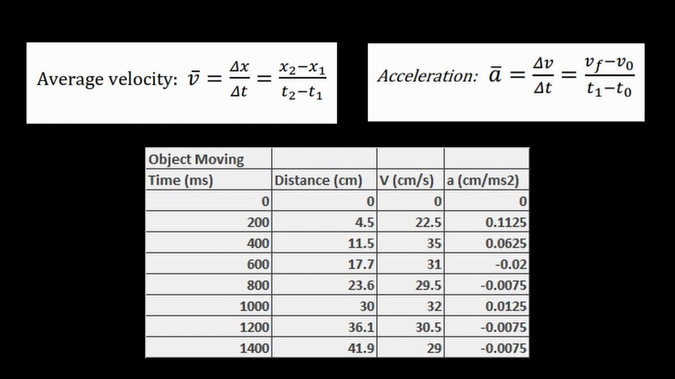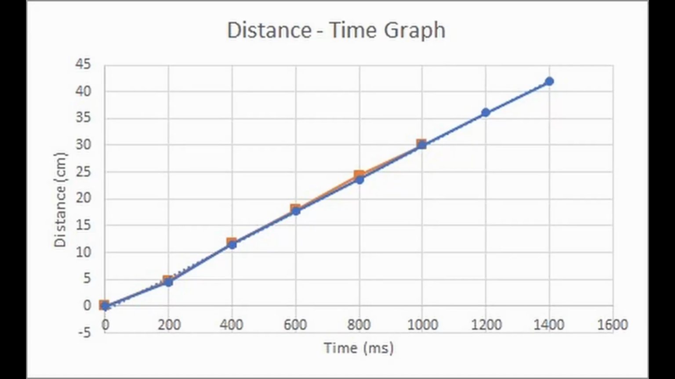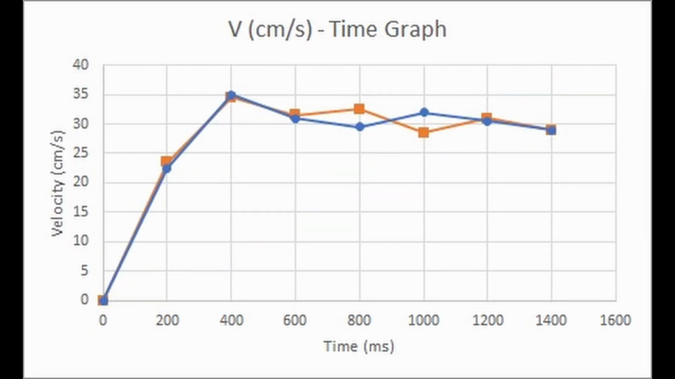And these are also the same calculations done when the object is moving instead of the car, without acceleration. And when we compare two tables, as you can see, the difference is so small, as we can see it better on the graphs. This is the distance-time graph and the trend line, with errors corrected.